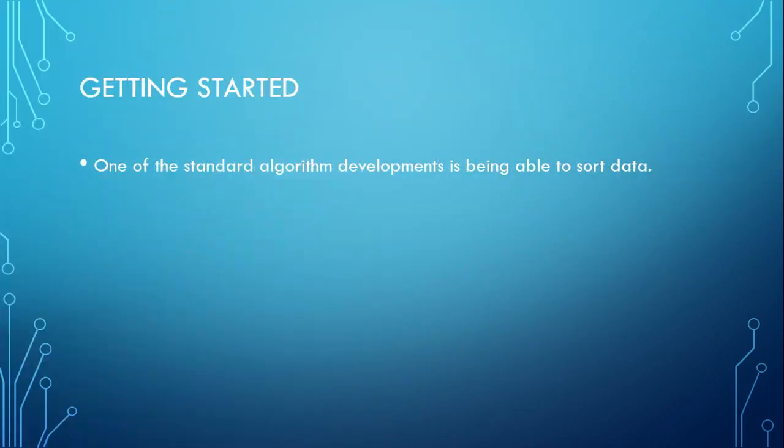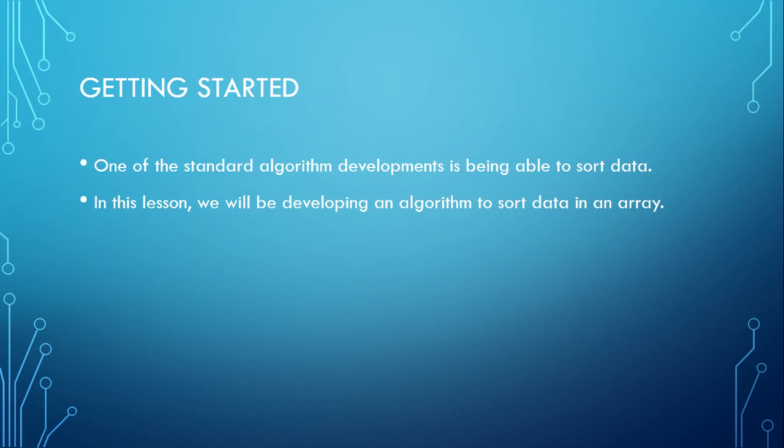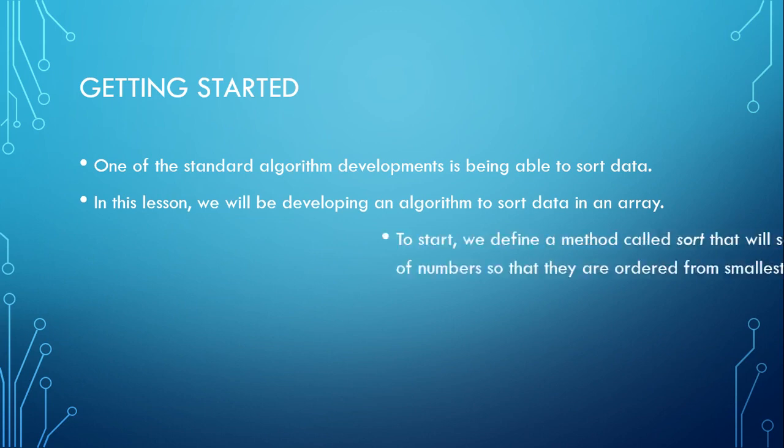So getting started, one of the standard algorithm developments when you're learning to code is being able to sort data. It's kind of one of those standard procedures, everybody goes through it. Data sorting is just one of the natural processes. Now in this lesson, we're going to be developing an algorithm in order to sort data in an array.